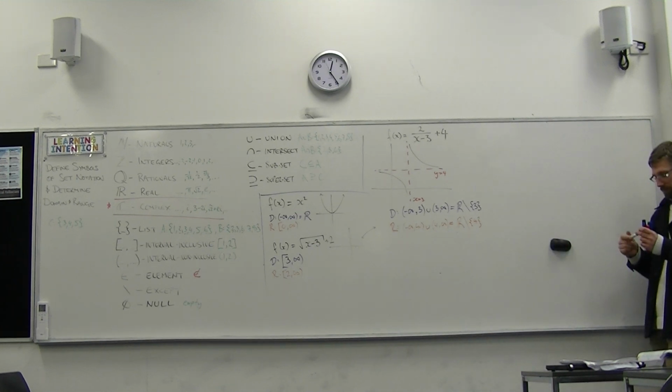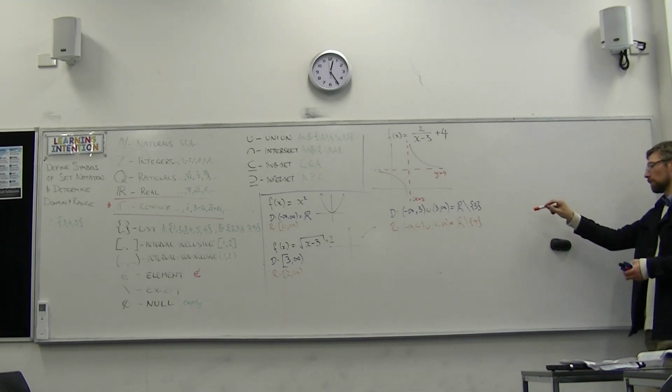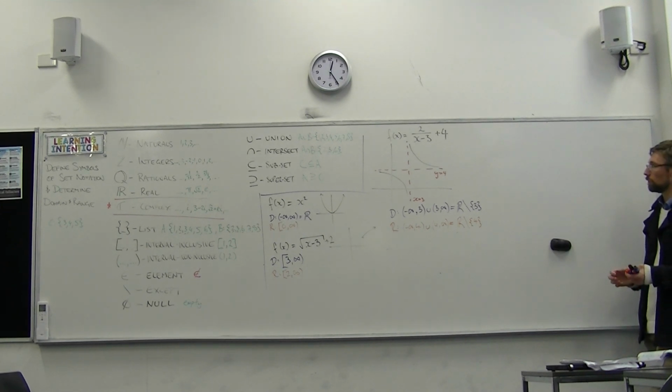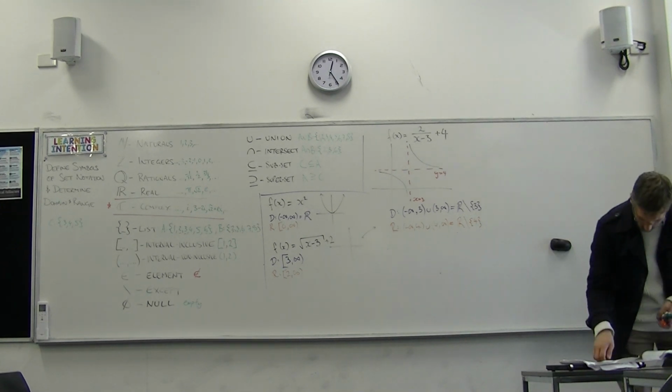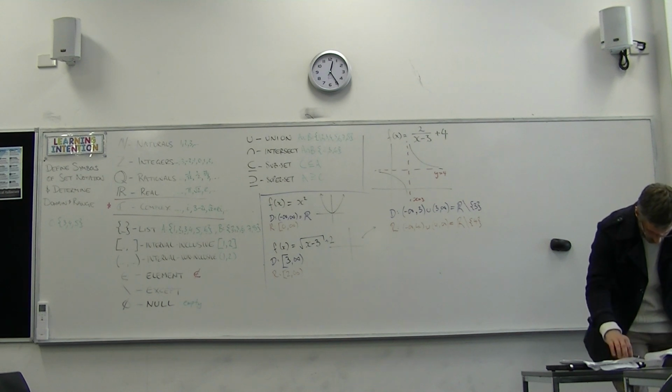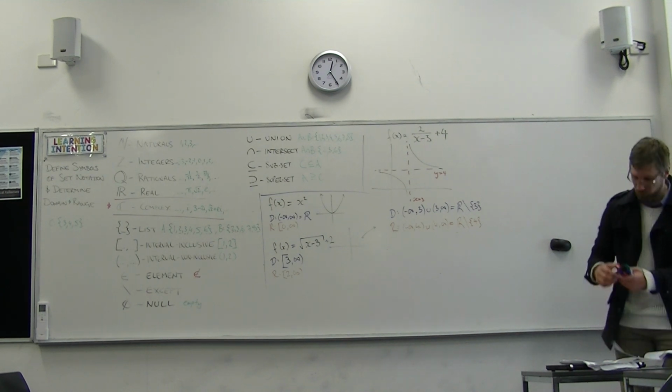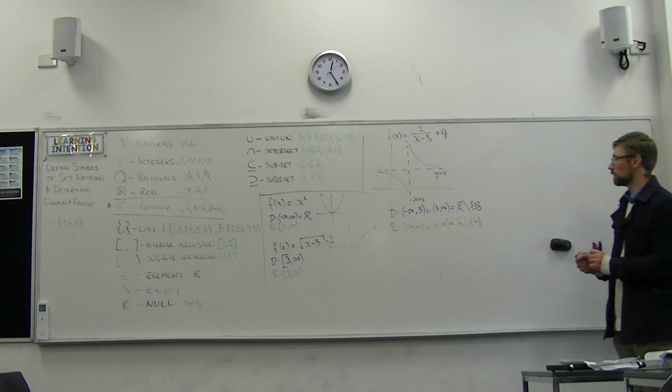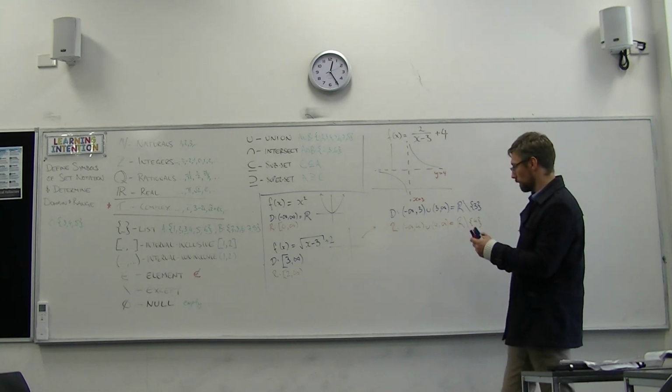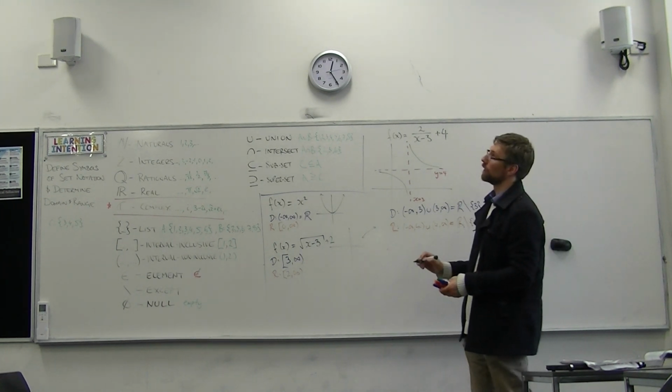There you go. R minus 4, so all reals except the number 4. Beautiful. That's about as complicated as it gets. Yes, alright. Let's change gear a little bit.